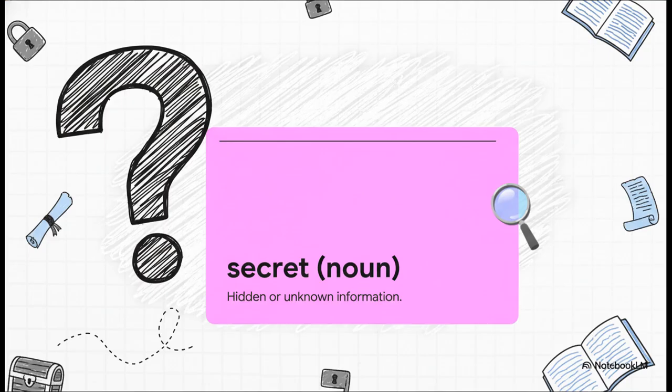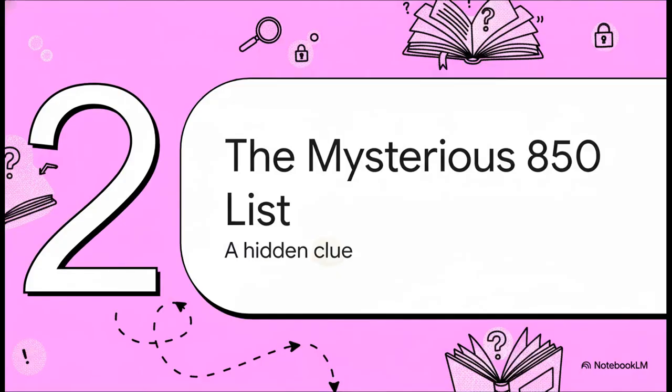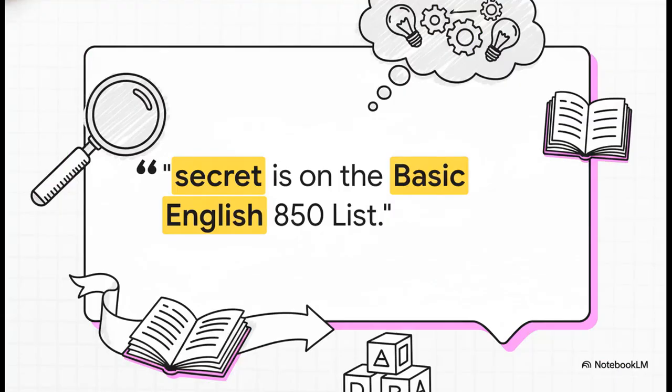But while we were looking at this super simple definition, we stumbled onto something else, something that felt a little out of place. Because tucked away right in that same dictionary entry was this very specific and honestly kind of mysterious note, a hidden clue just sitting there. And here it is. The entry says, quote, "Secret is on the basic English 850 list." Wait, what? What on earth is basic English, and what's the deal with this 850 list?